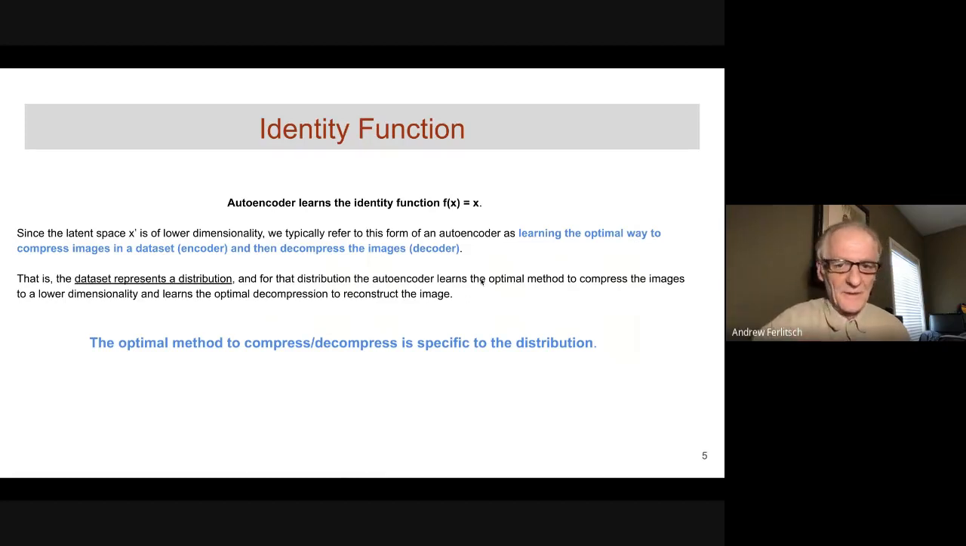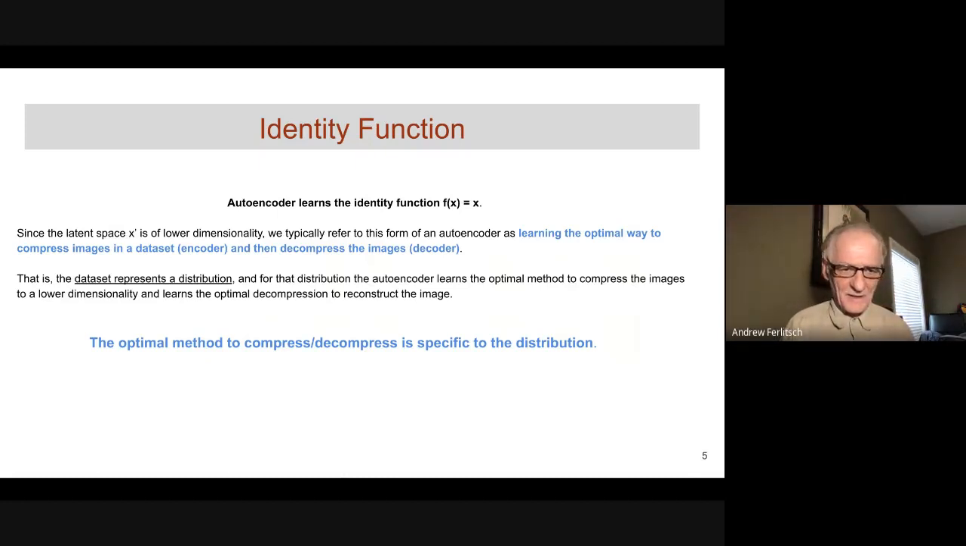So let's start with the identity function. This is usually where everybody starts with an autoencoder. And as I mentioned, it simply means given some function of x, it outputs x. Since the latent space x prime is of low dimensionality, we typically refer to this form of autoencoder as learning the optimal way to compress images in a data set. That's the encoder. And then decompress the images after they've been compressed.